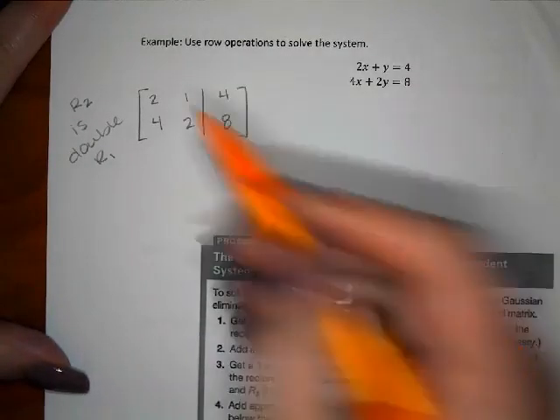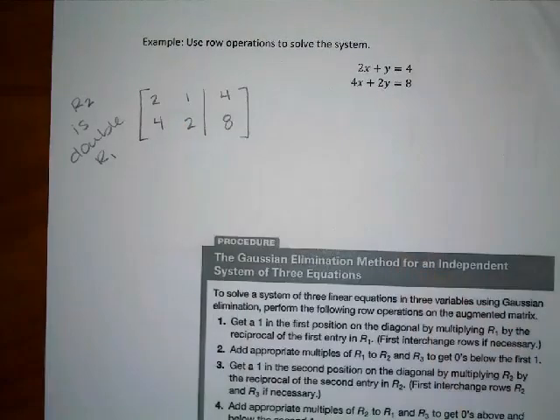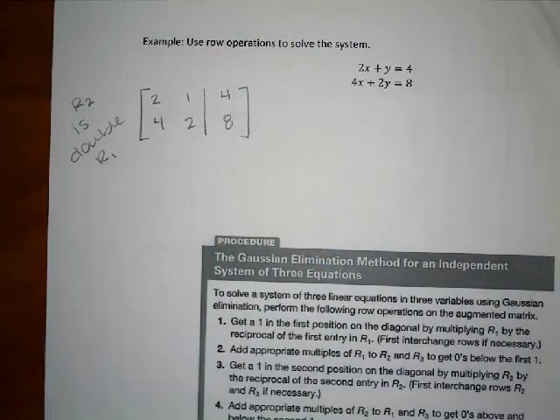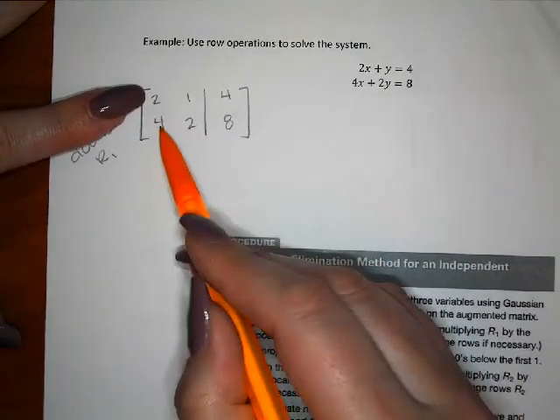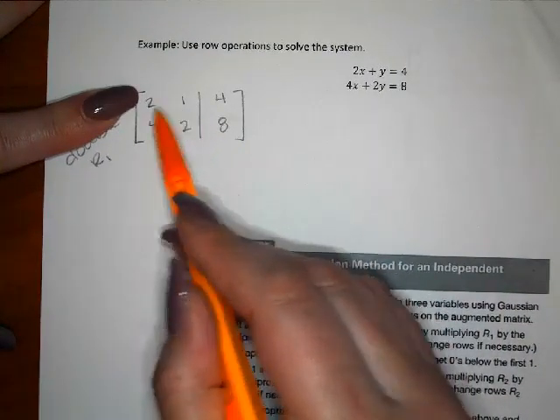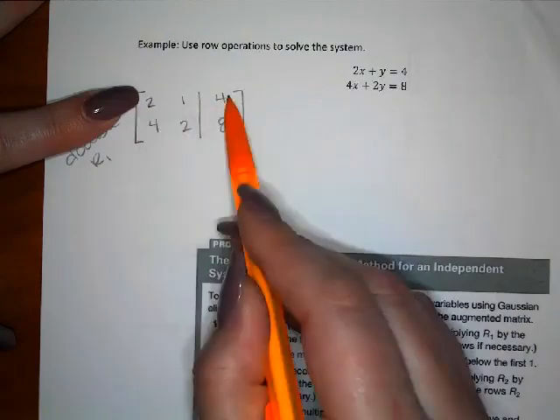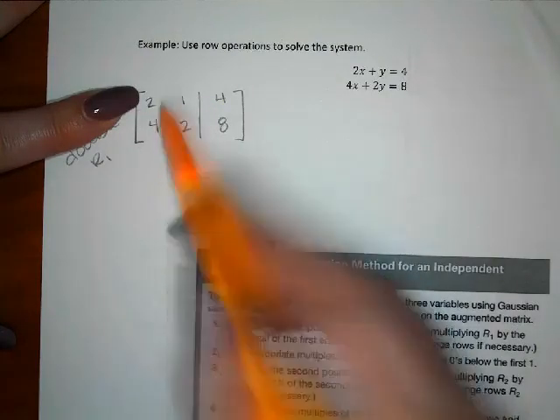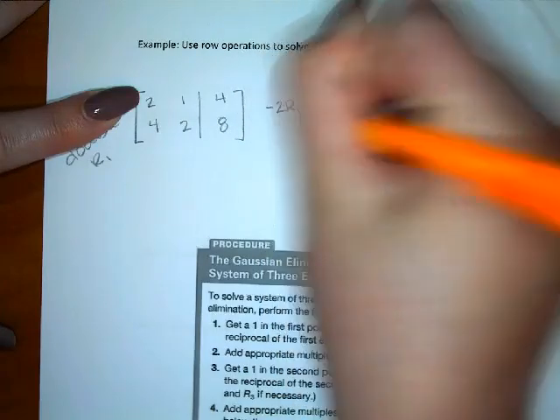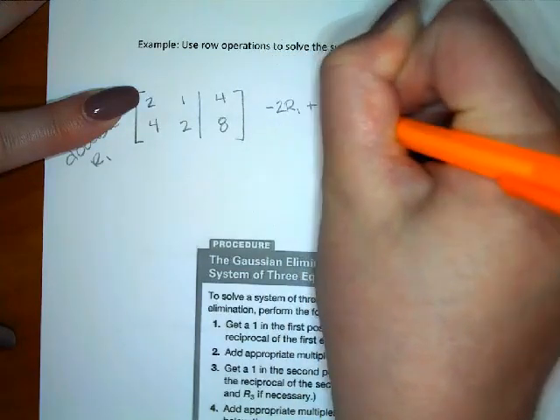So what I'm going to do is, instead of doing what I normally do and getting a 1 and trying to get the diagonals like I did previously, I'm just going to try to get a 0 all the way across the bottom. And the way I'm going to do that is I'm going to take the first row and multiply it by -2. So -2 times the first row, and I'm going to add it to the second row.